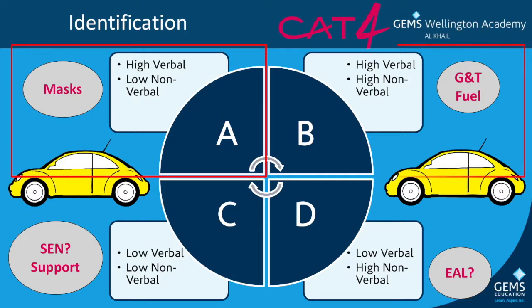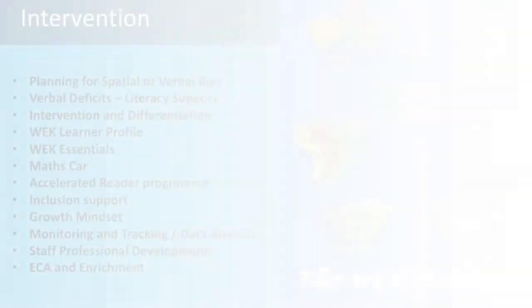Our quadrant B are our high verbal and high non-verbal. These are typically our gifted and talented students. I use the word fuel because they've already got that fuel. It's the teacher's job to ignite it and burn that passion for learning. Quadrant C are our low verbal and low non-verbal. Our typical students with special educational needs and need that differentiation support in class. And quadrant D are our low verbal and high non-verbal students. These are students that might have English language needs and without that support may struggle to access the curriculum unless they get English additional support.